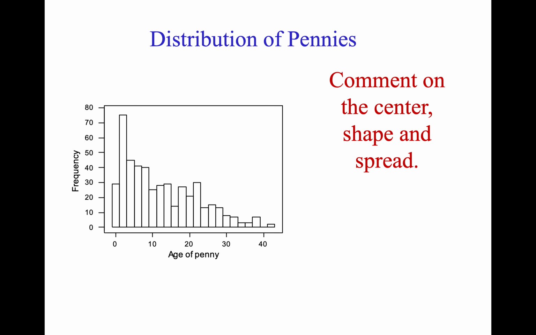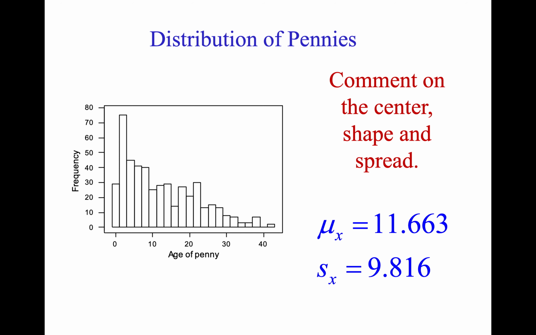If you had to pick your center, you might pick it around 10 or 11, because there's more in the 0 to 10 than there is in the 10 to 40. The spread goes from 0 to 40, and we can talk about the standard deviation. The mean of this distribution of the ages of the pennies was 11.663, and the standard deviation was 9.816. Notice that I'm not saying mu sub x bar, which we're going to start using.